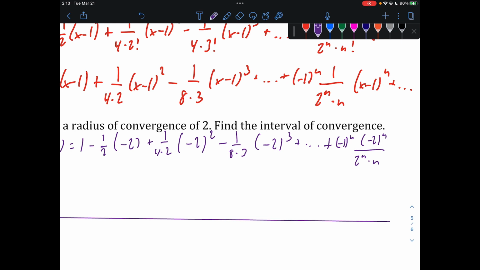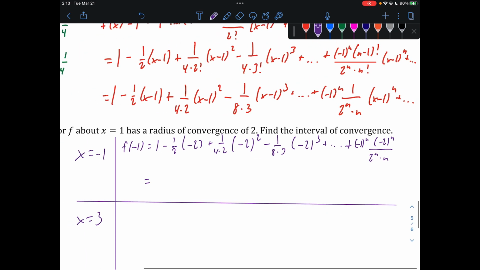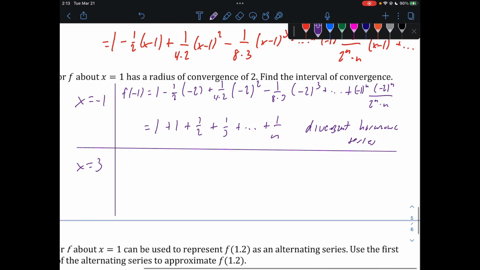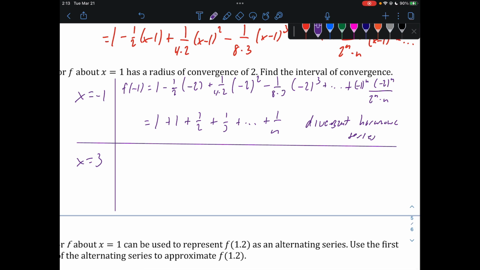All right, and if we rewrote that as a series, I'm going to simplify here. It'll be 1 plus 1/2 plus 1/3 plus, you get the picture, plus 1/n. This is the divergent harmonic series that we already know. So we're not going to include negative 1 in our interval, okay? Based on my knowledge of the AP test, that means x equals 3 is probably going to be convergent. Let's take a look and see.